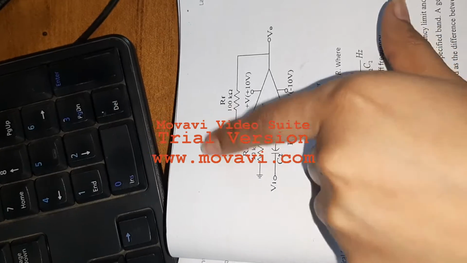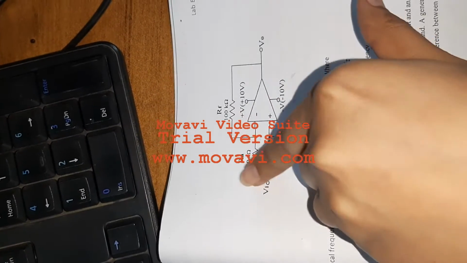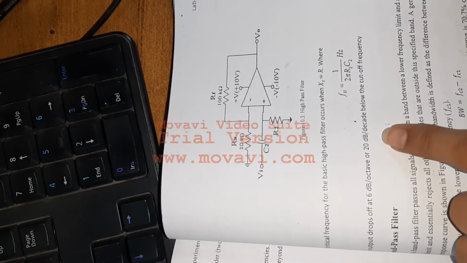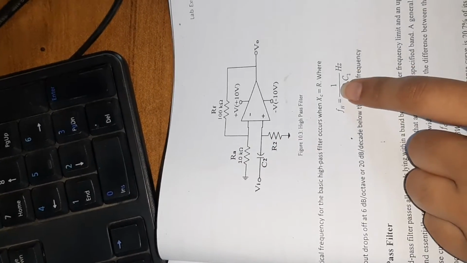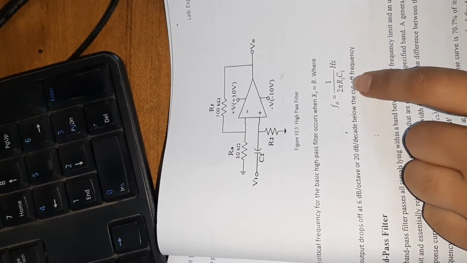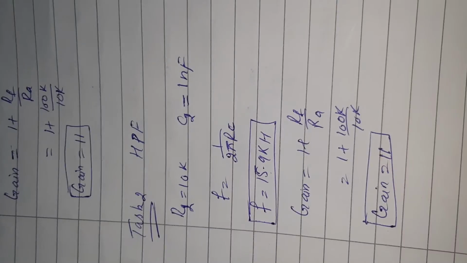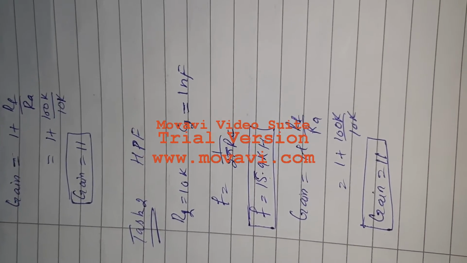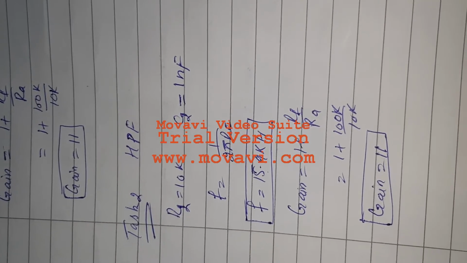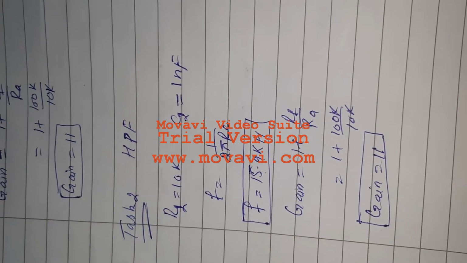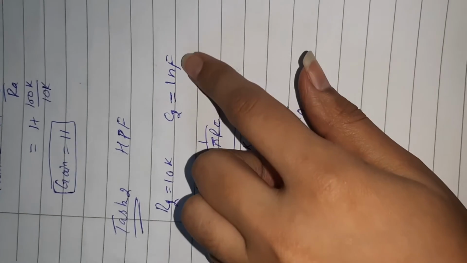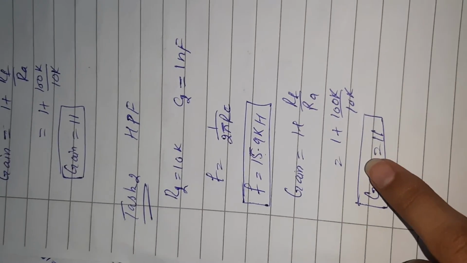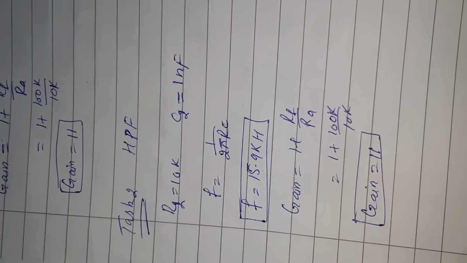The purpose of these resistors is the same as previously described. These two resistors provide the gain of the high pass filter, and the cutoff frequency of the high pass filter is given by this formula. The high pass filter for the given lab is designed for a cutoff frequency of 15.9 kHz while taking R2 as 10 kΩ and capacitor C2 as 1 nanofarad, and the gain of the amplifier is the same as in the low pass filter, that is 11.